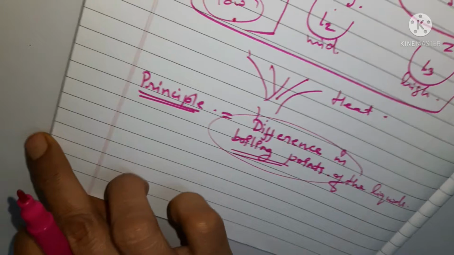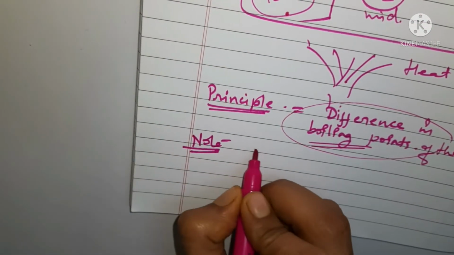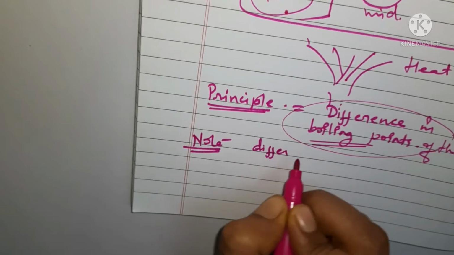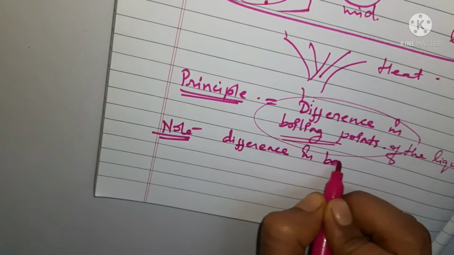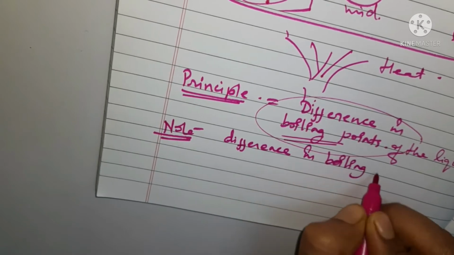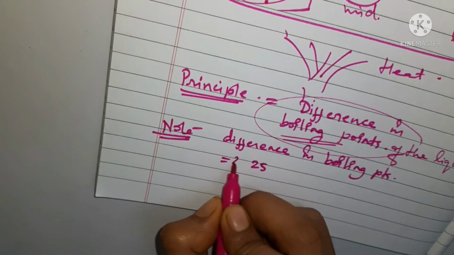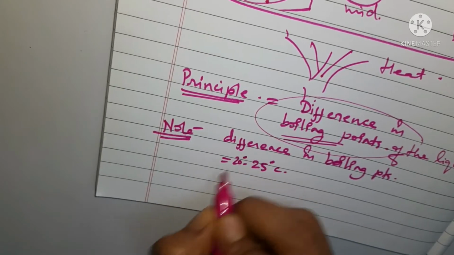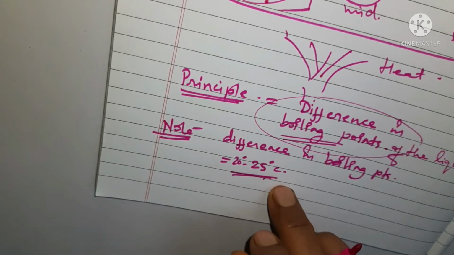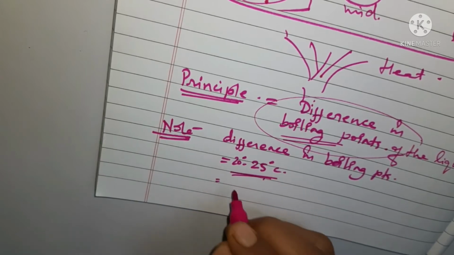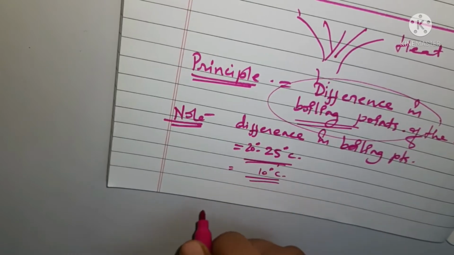But you have to note one point: the difference in boiling points should not be less than 20 to 25 degrees Celsius. In an extreme condition it can go down to 10 degrees Celsius, but not below that.